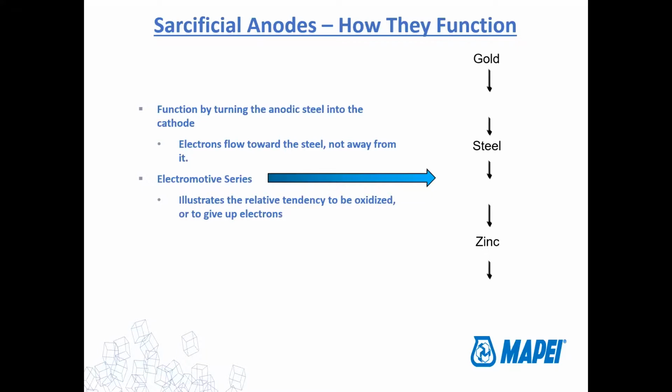So really what they do is they turn the anodic steel into the cathode, and then the anode, of course, becomes the anode. So there's that electromotive series that I was talking about. So steel and zinc are different areas. If you have zinc and steel together, the zinc is always going to corrode first due to the electromotive series.